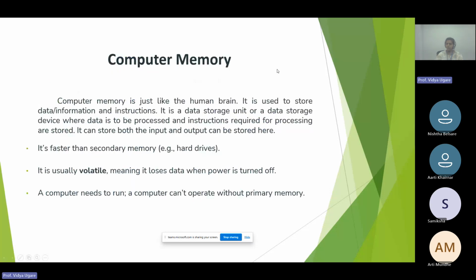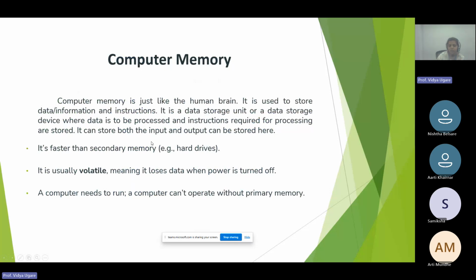It is used to store data and instruction. It is also available in storage devices where you can store the data, process data temporarily or for so many years. And it can also store both the input and output. What input you are giving, what output you are displaying. It can store anything, whatever you will be asked for.